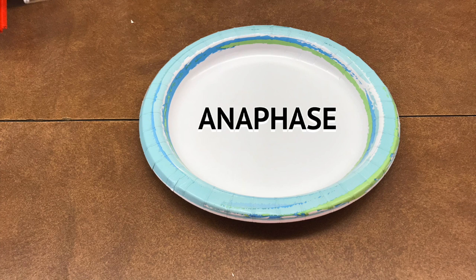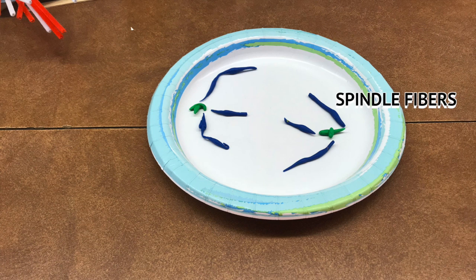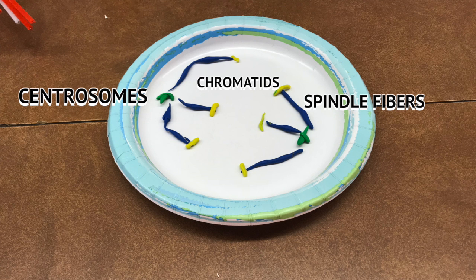Next is anaphase. Now the cell with the spindle fibers and centrosomes, again, but now pulled back a little bit. After that, the chromatids are separated and pulled to the poles of the cell by the spindle fibers. As you can see, the chromosomes have separated and are now just chromatids.